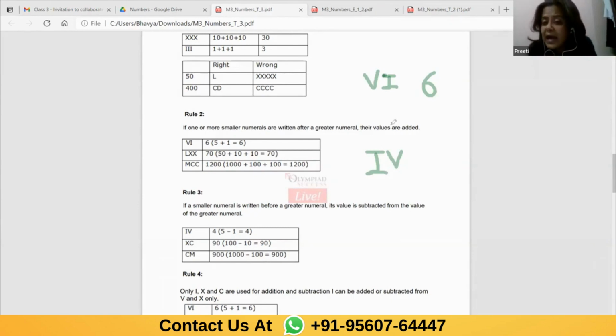Okay. When this I goes on the left hand side, that means when a symbol which has a smaller value is written on the left hand side of the symbol of a bigger value, that means subtraction. V is the bigger symbol, its value is 5. I is the smaller symbol, its value is 1. So IV means 5 minus 1, which is equal to 4.